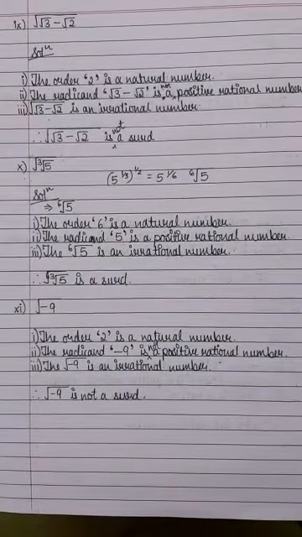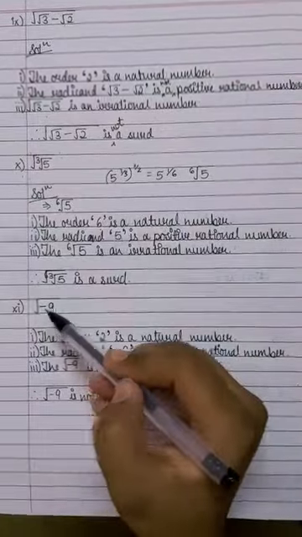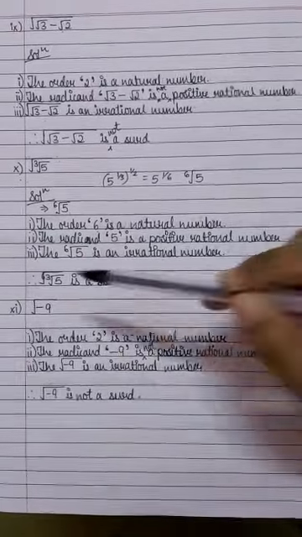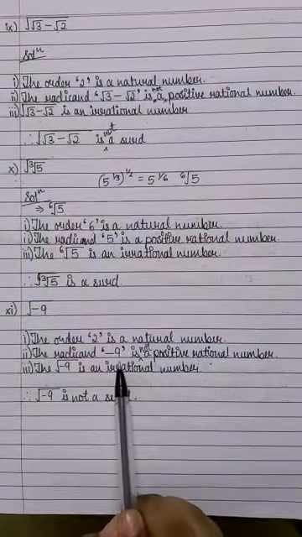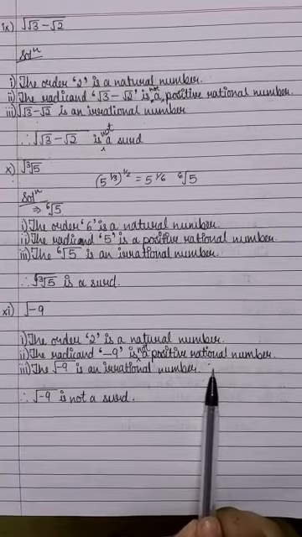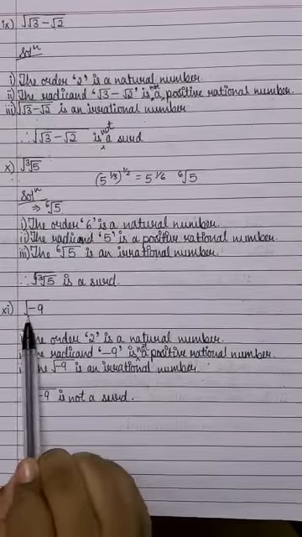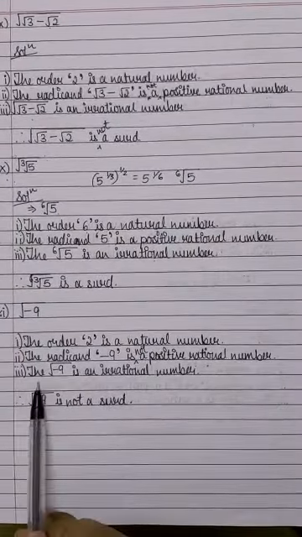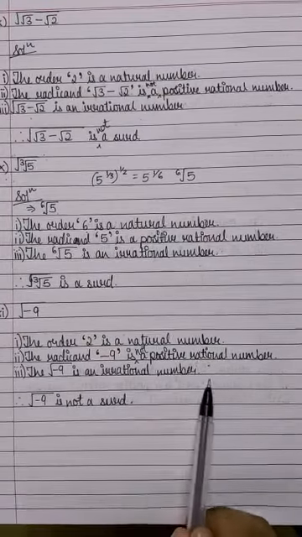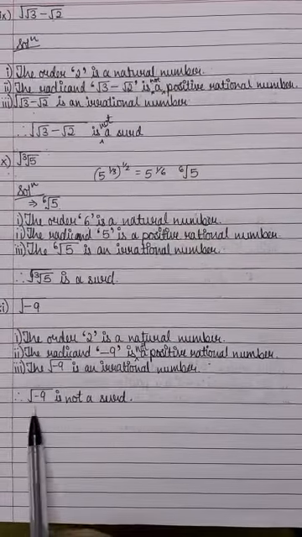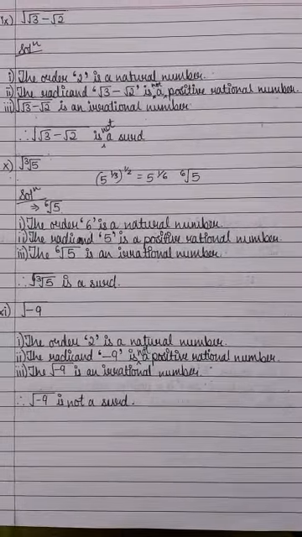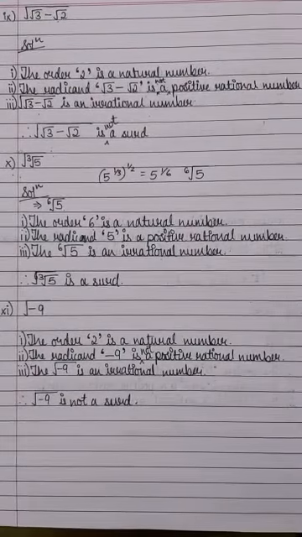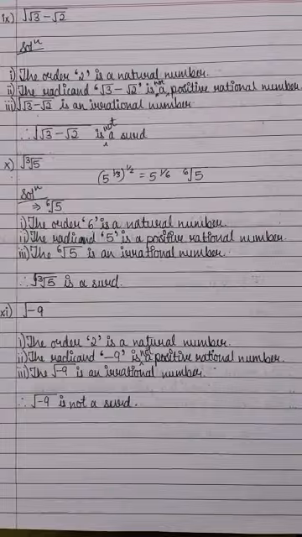Now let's move on to the 11th sub question. Root of minus 9. Now the order 2 is a natural number. That is okay. But the radicand minus 9 is not a positive rational number, because it's not positive, so it's not a positive rational number. Now the root of minus 9 is an irrational number. So root of minus 9 is not a surd, as it is not a positive rational number, which it has to be as the second rule of the number being a surd.